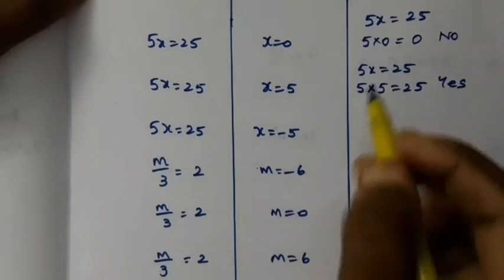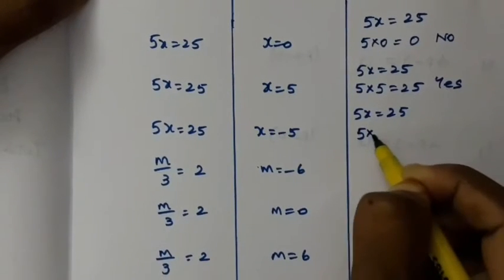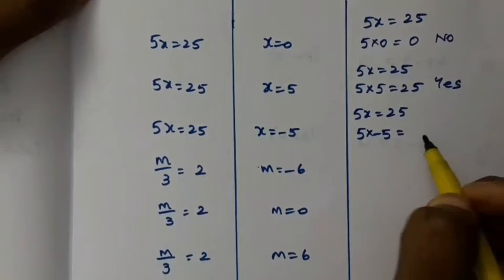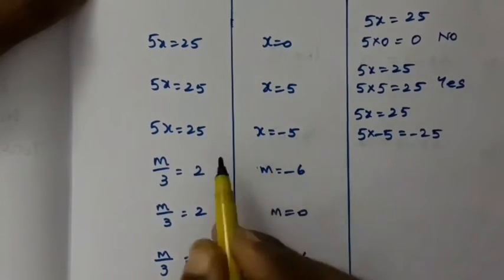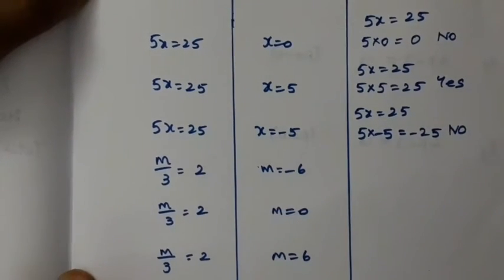Now here 5x equal to 25 and x is minus 5. So the answer will be minus 25, but they have given us plus 25. So no, the equation is not satisfied.